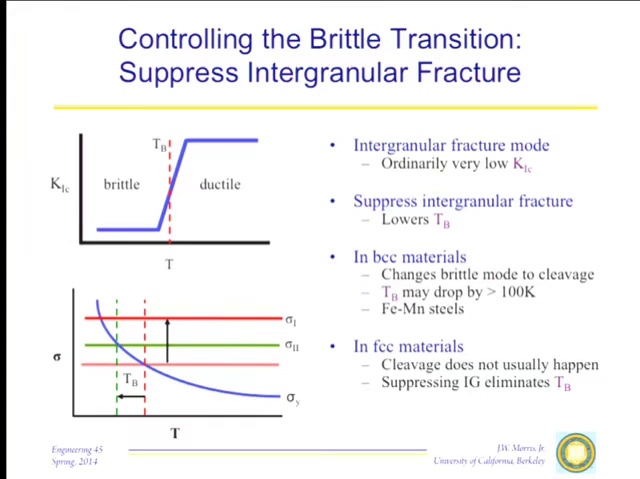But if you suppress intergranular fracture, see what happens here. In a face-centered cubic material like aluminum, if I do something to raise the stress for intergranular fracture, I suppress the ductile-brittle transition. I can make it just go away. We use aluminum at 4 Kelvin all the time with no concern at all about brittle fracture.